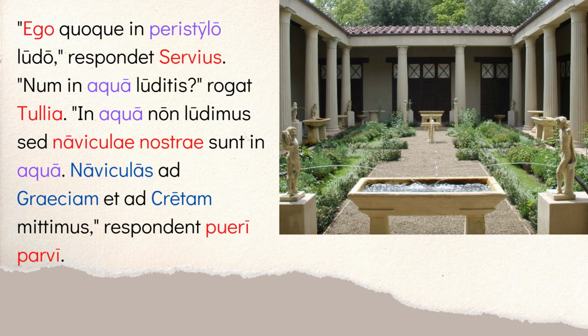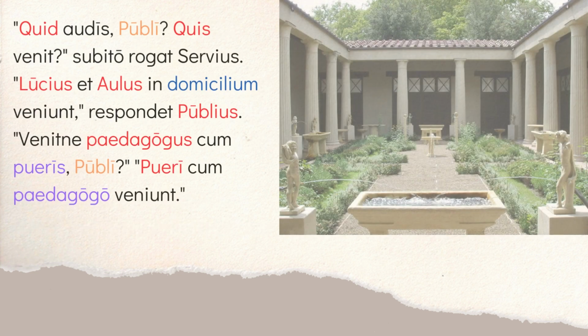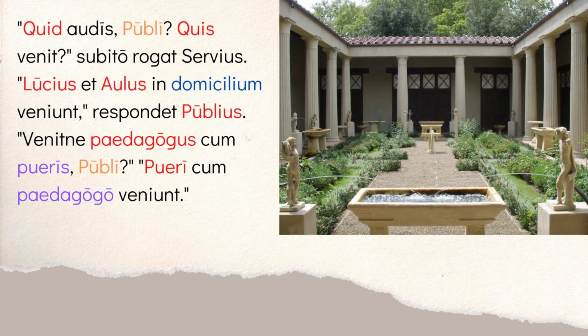Naviculas ad Graeciam et ad Cretam mittimus, respondent pueri parvi. So the small boys respond, right? And this is kind of their whole answer. They said, we're not in the water, our ships are. They said, we're sending, mittimus, right? Naviculas, the boats. So we're sending the little boats ad Graeciam, to Greece, and ad Cretam, to Crete. So they're pretending that they're sailing them across the Mediterranean Sea, right? So that's why they're saying, we're sending them to Greece and Crete, right? Respond the little boys.